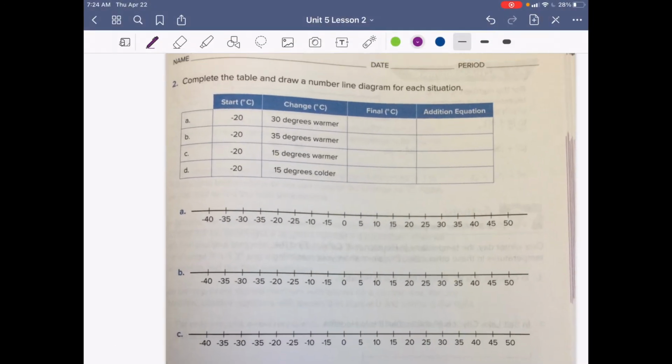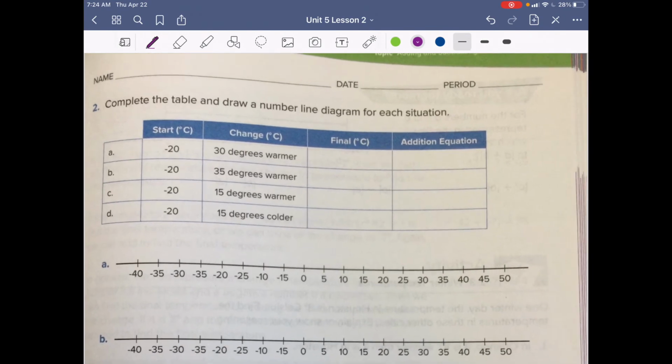So let's see. It says to complete the table and draw a number line diagram for each situation. So we're doing the same thing here. We're drawing a number line diagram. So for letter A, we're starting at -20 degrees. Oh, Miss Bailey's noticing an error on the number line. So these numbers on this side, all the way down, are not the right numbers. They are off by 10 digits, roughly. So let's fix that real quick.